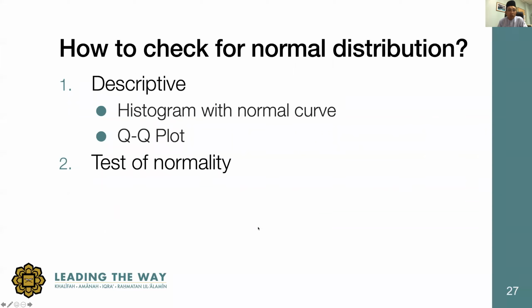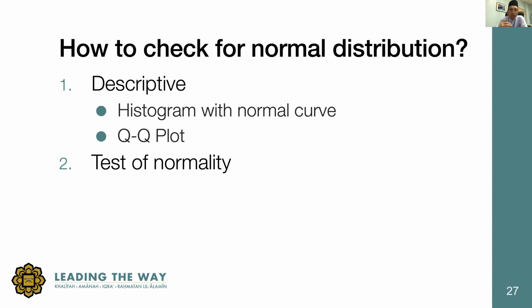How to check for normal distribution? There are two methods. You do that subjectively, descriptively, qualitatively, or you measure it objectively using a test of normality. I prefer number one. I don't really prefer number two. All right, it can be either one.